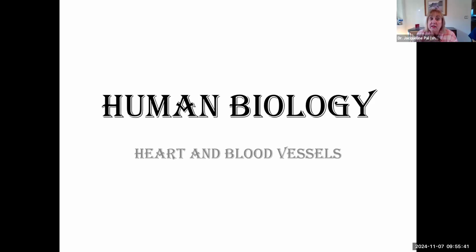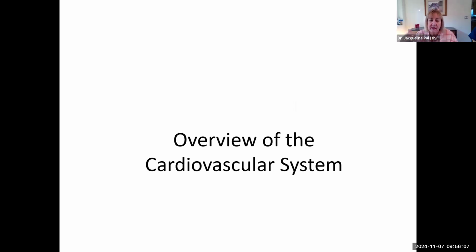Let's start a new organ system. Well, a new part of the organ system. We're still in the cardiovascular system, but now we're going to talk about the heart and blood vessels, because for human biology we can lump these two together, as opposed to anatomy, where we need to look at a lot of details of blood vessels. For human biology, not so much. So in this first section, let's just get an overview of the cardiovascular system as it relates to heart and blood vessels.